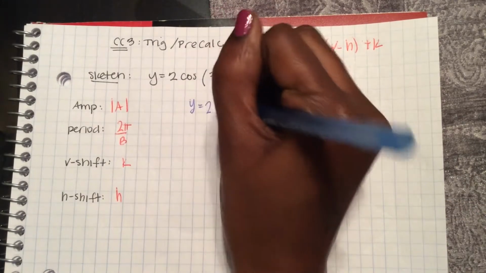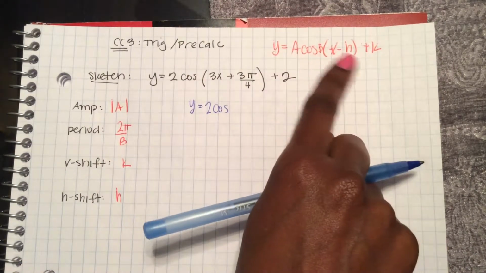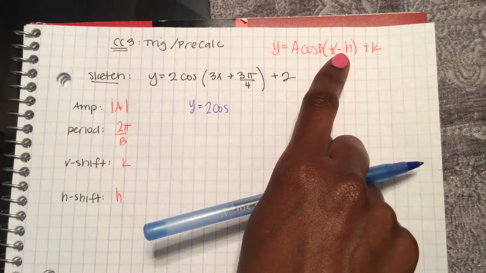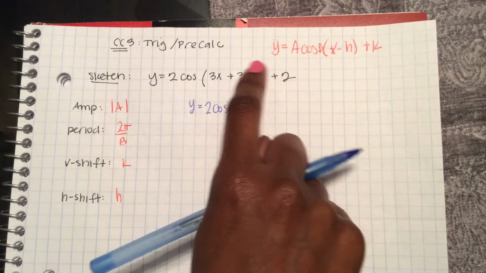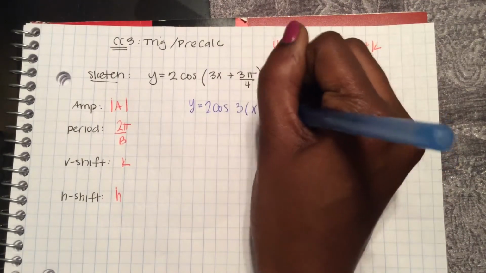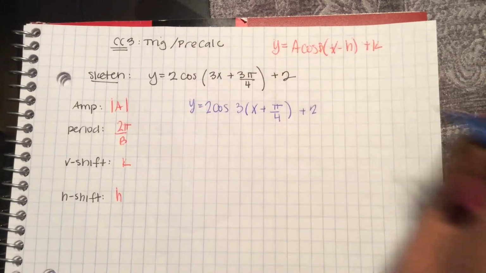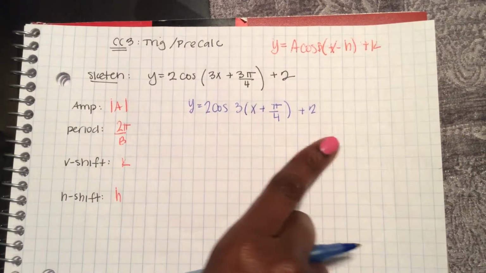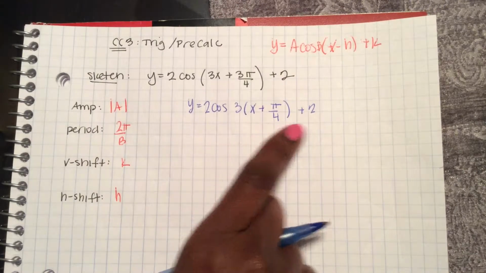So let's figure out what each of these pieces are first. So y equals 2 cosine. Now notice b is the GCF of what's inside your parentheses. So the GCF here I could pull out is 3, and that'll leave x plus pi over 4 plus 2. So now that I have factored this, I see what a, b, h, and k are.